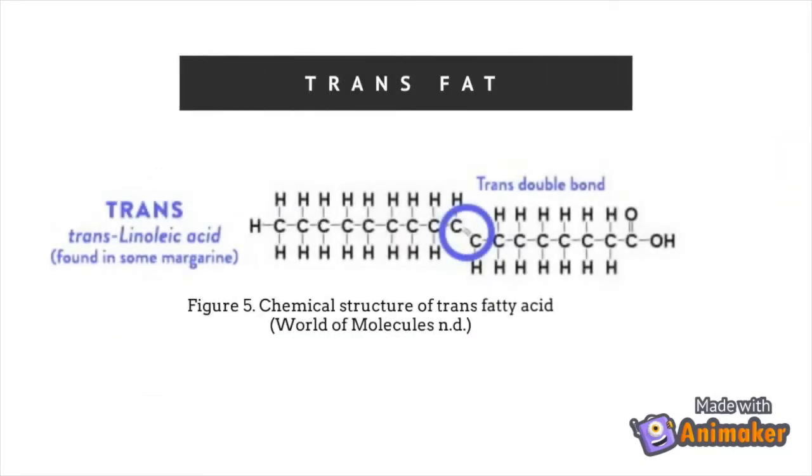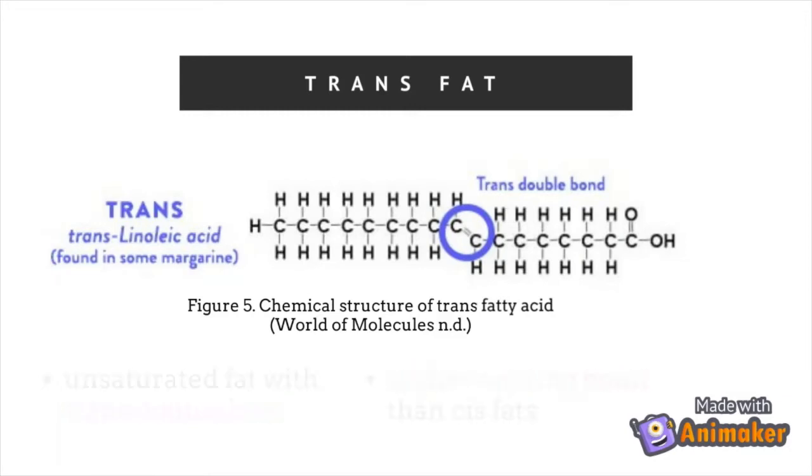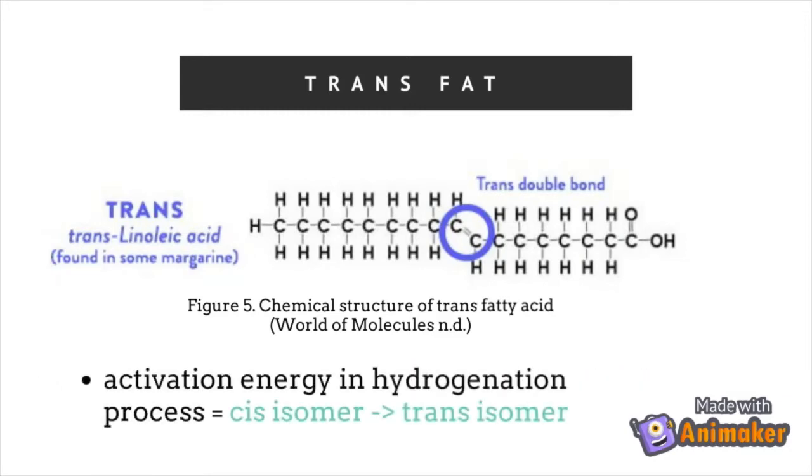Trans fat is a result of an unsaturated fat that contains a trans double bond between carbon atoms. Trans fats have a higher melting point than cis fats. Due to the added energy from the hydrogenation process, the activation energy is reached to convert the cis isomers of the unsaturated fat to a trans isomer.